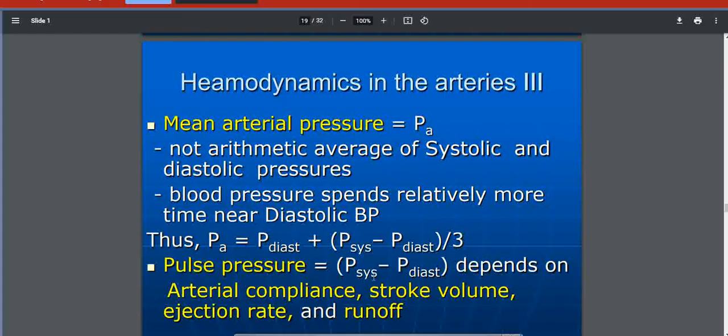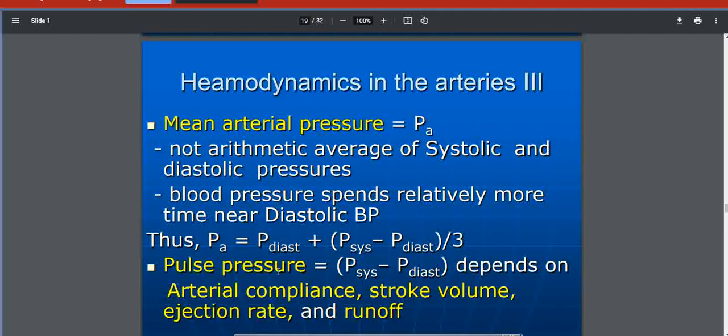Therefore, mean arterial pressure, denoted by P with a small f, is equivalent to the diastolic pressure plus, in brackets, systolic pressure minus diastolic pressure. What you can see from this statement is that blood pressure spends relatively more time near diastolic pressure than systolic pressure. So even in this, we still subtract diastolic pressure from systolic pressure. Then we divide by 3, taking into consideration the 3 parameters, that is the diastolic pressure, then subtracting the diastolic pressure again from the systolic pressure.